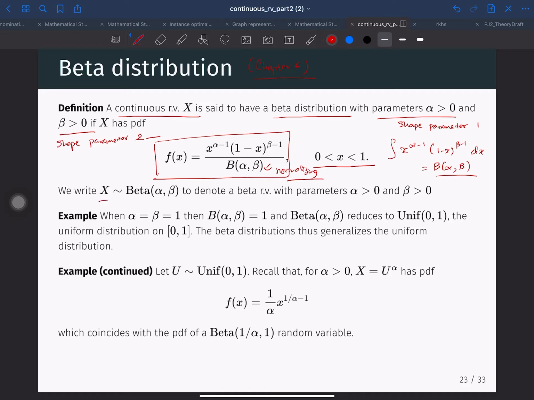So we write this as X ~ Beta(alpha, beta). As an example, when alpha equals beta equals 1, then B(alpha, beta) is equal to gamma of 2 divided by gamma of 1, which is nothing more than 1 factorial divided by 0 factorial, equal to 1. In which case, furthermore, x^(alpha-1) (1-x)^(beta-1) is simply also 1. So the Beta(alpha, beta) reduces to a uniform distribution. So the beta is a generalization of the uniform.